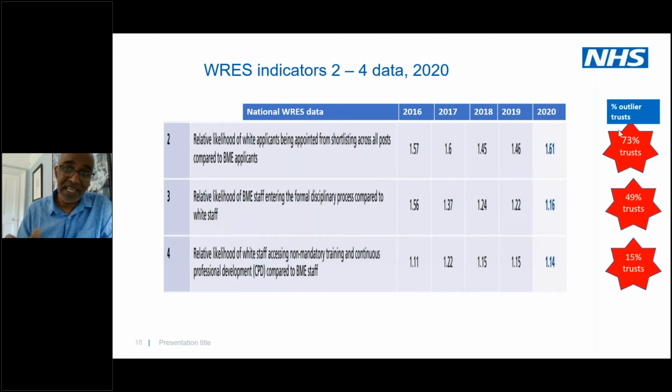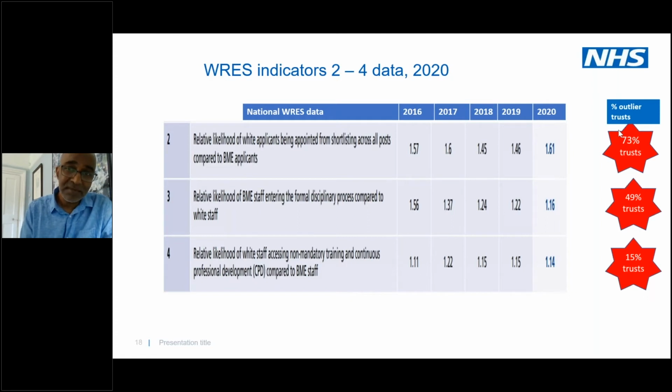And you can see that actually, if you look at that last column, there's still a lot of work to do. So even the metrics which have got better, like the disciplinary, that's an example of where things can be done right. When you apply evidence-based solutions, you see a sustained improvement in the disciplinary process. So that likelihood ratio has improved.